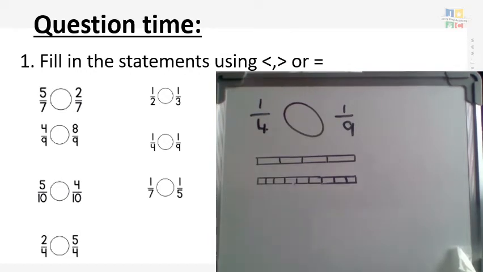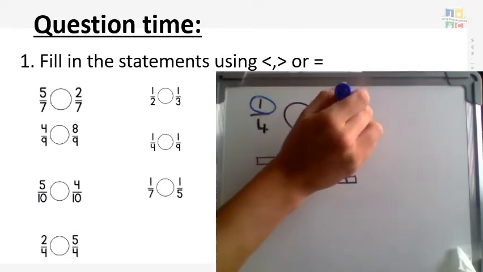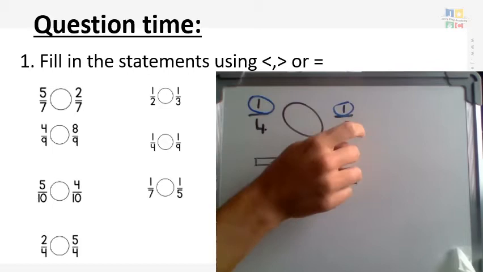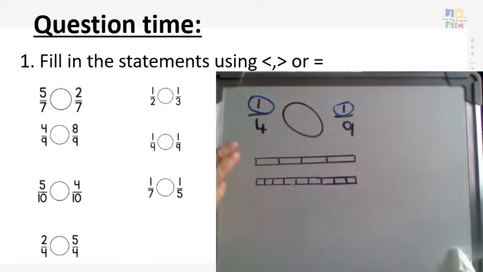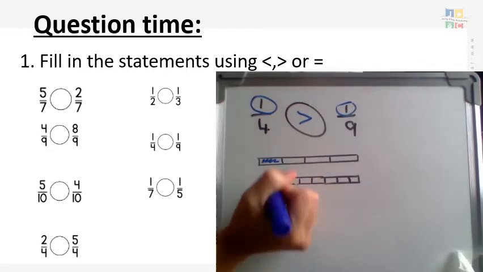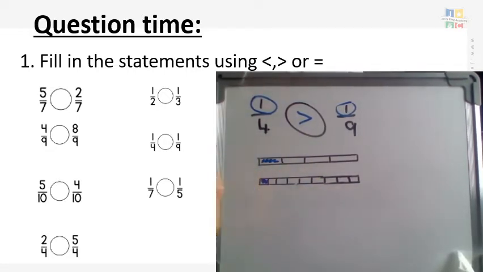So this time I can have a look again. My numerators are the same, so I can look at my denominators, and I know if I was sharing between less people, so if there were only 4 parts compared to 9 people, 9 parts, I know that this would be my bigger fraction, because if I coloured what 1/4 would look like and I coloured what 1/9 would look like, I can see that a quarter is greater than a 1/9 because you're sharing your chocolate with less people, so you would get a bigger piece.